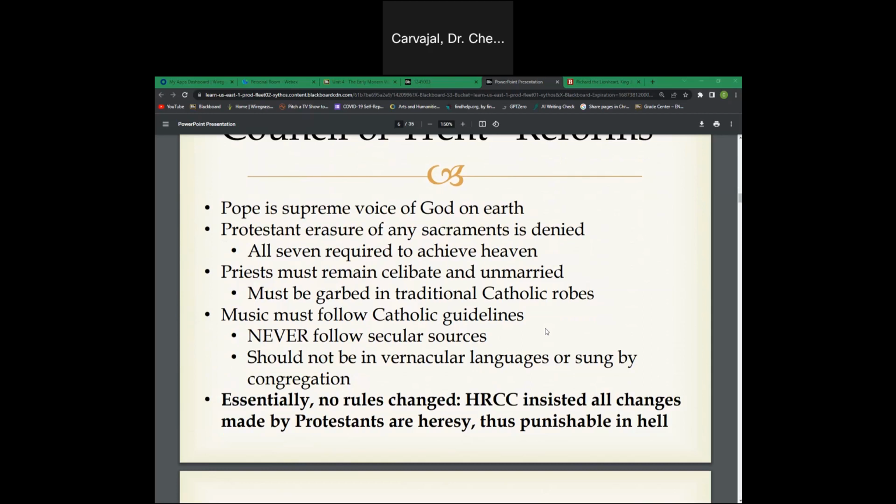What the Catholics did is say, no, all of that is heresy. You cannot bring vernacular languages. So you can't bring German and English and French into the church. And they should not be sung by the congregation. If they're singing in other languages, they're wrong. That's all heresy. And it also shouldn't be using any popular tune. Don't use stuff from the secular world inside the church. That's an abomination. And so essentially everything they did was just, no, we're right and they're all wrong.